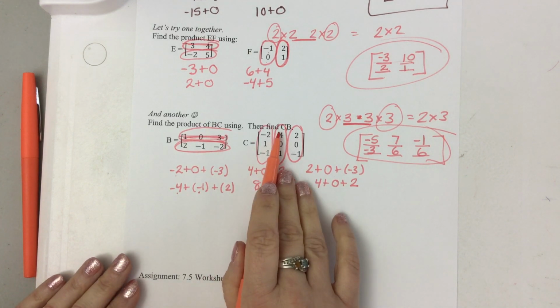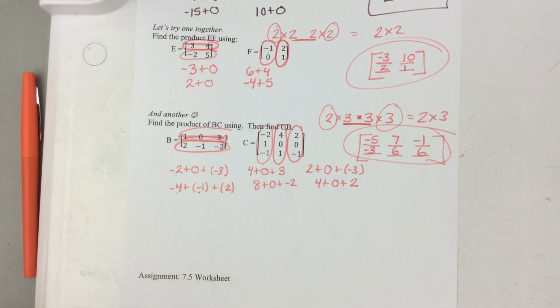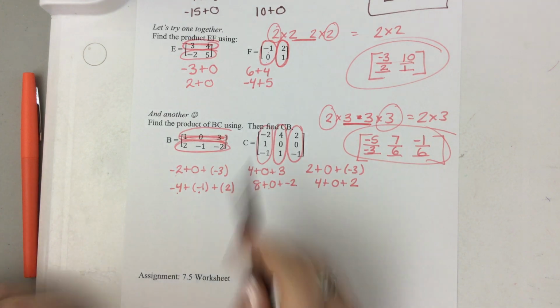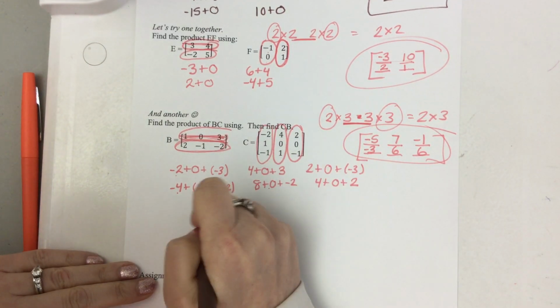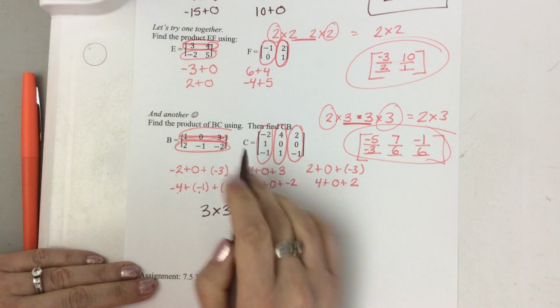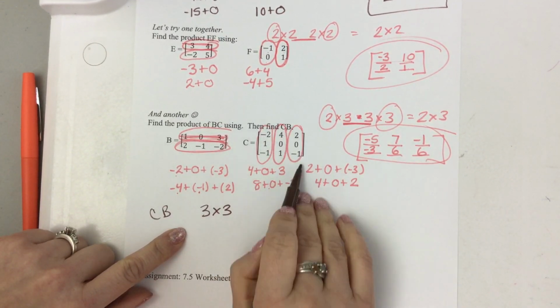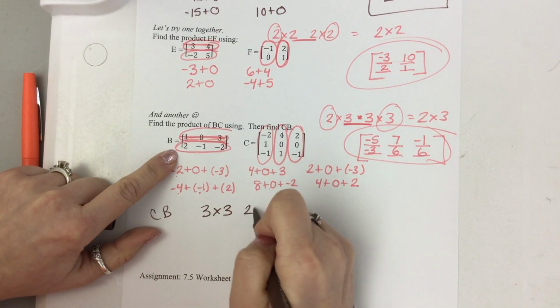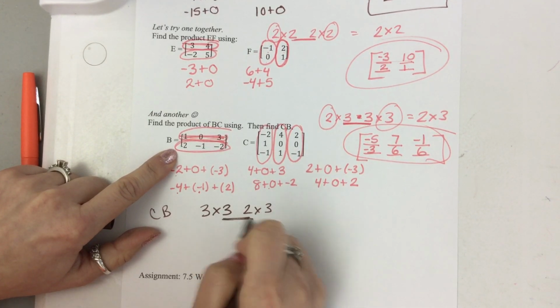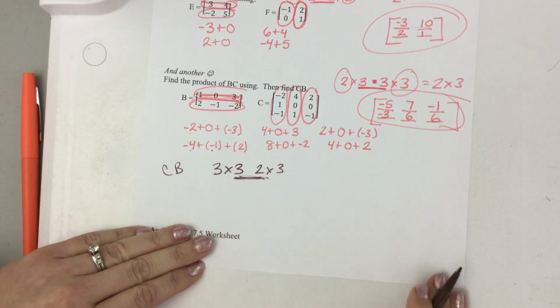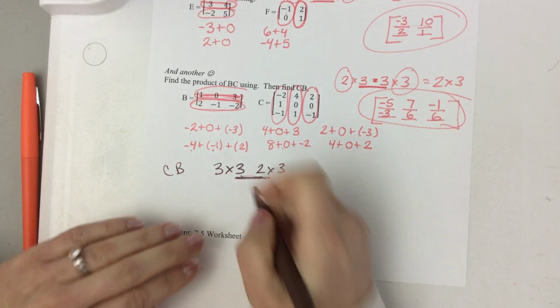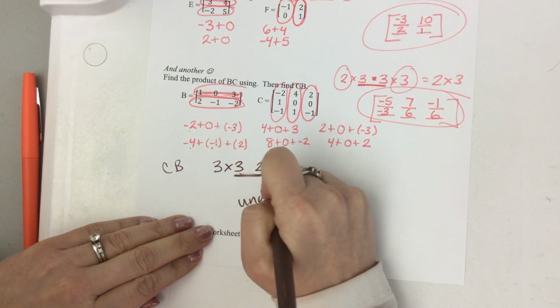Now, if I'm going to find C, then B, you have to write out the dimensions in the order that they want. They want C first. C is a 3 by 3. Okay, so this is C, then B. 1, 2, 3 by 1, 2, 3. B is 1, 2 by 3. 3 and 2, because the middle two numbers match, this is undefined.